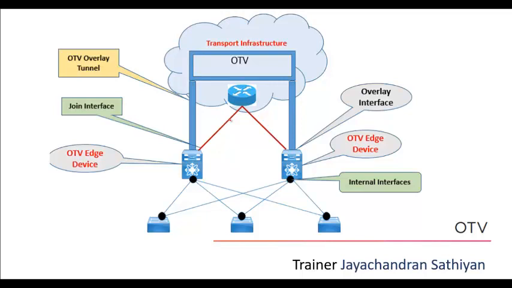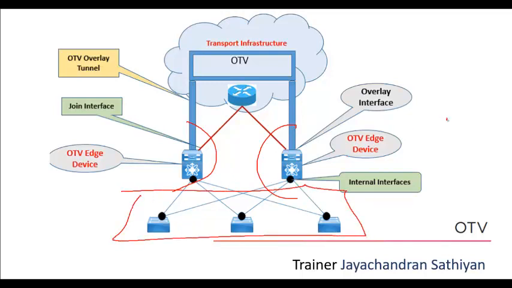If you see here, there are LAN switches at the bottom. They're connected to Nexus 7000 series. And these Nexus 7000 series are not in one single location. These are in different geographical locations. And this OTV helps us to have a common LAN. This is what OTV is. What does OTV provide? It provides an extended layer 2 domain.